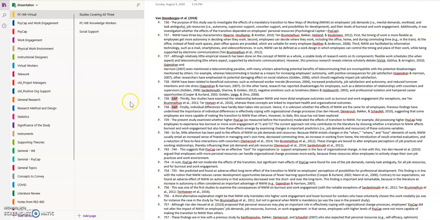So here is how I set up my OneNote. You'll see on the left-hand side that I have all of these different themes and topic areas. My variables are psychological capital and work engagement and work environment. My target population is instructional designers, and I'm looking at two groups, those that work virtually and those that work in the office. So you'll see different sections here where I've documented research.